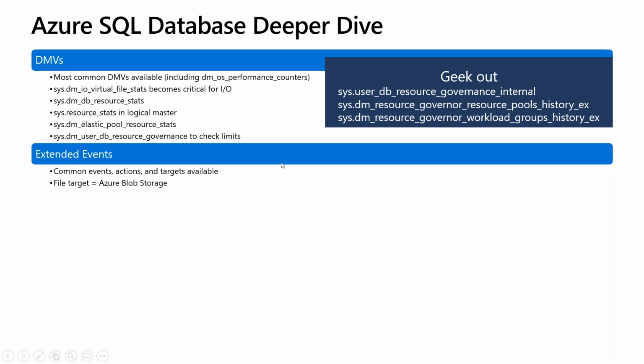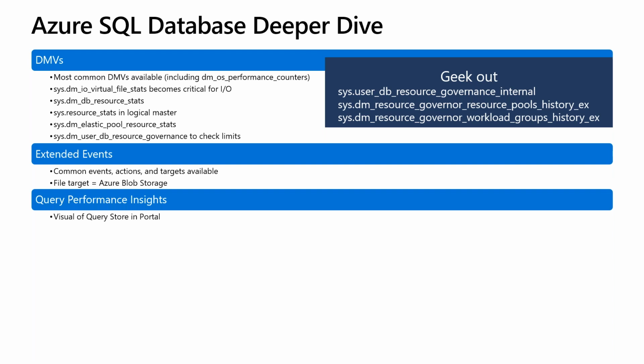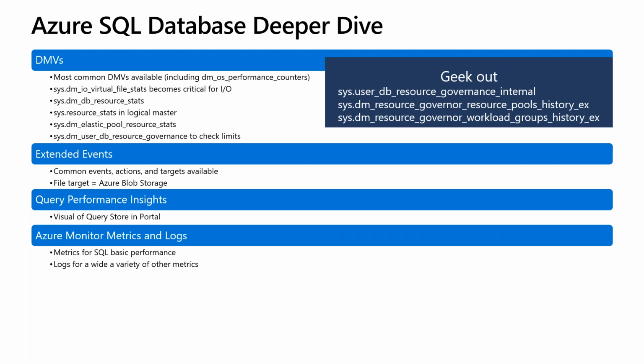for your Azure database. For extended events, all the common events you need are there. The common events, actions, and targets, and again, for file target, you'll use Azure Blob Storage. For query performance insights, you can do a visual of the query store in the portal. That's what I just showed you here, is looking at query store.